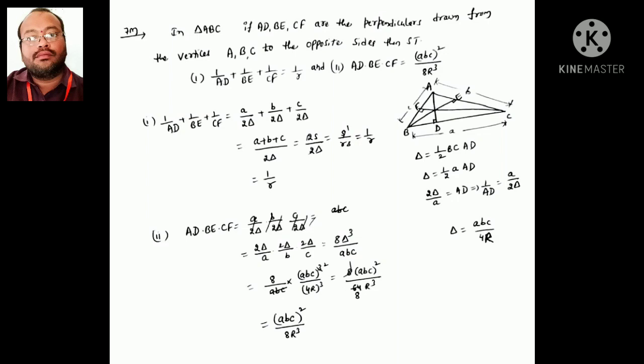The second one, AD into BE into CF. We already know AD is nothing but 2 delta by a, BE is nothing but 2 delta by b, and CF is nothing but 2 delta by c. By multiplying, we can get 8 delta cube by small abc. Delta is nothing but abc by 4R, so in the place of delta, I replace abc by 4R. Then it will be 8 abc whole cube by 64R cube into abc. abc cancels here, and 8 by 64 gives 1 by 8. So finally it will be abc whole square by 8R cube. Like this we can calculate this answer.